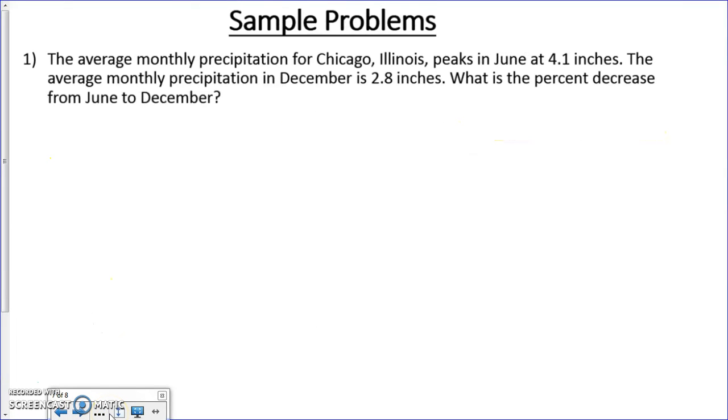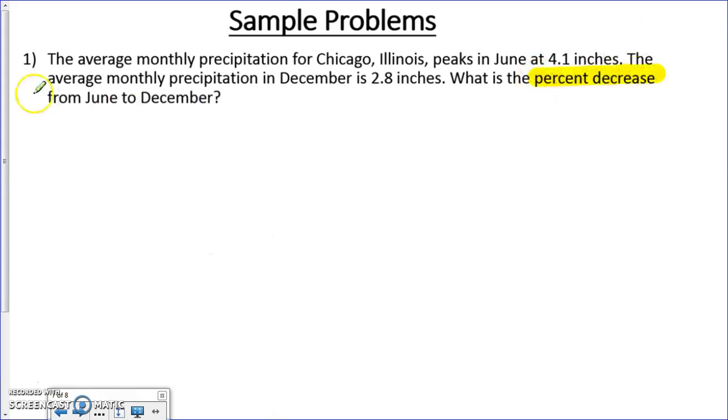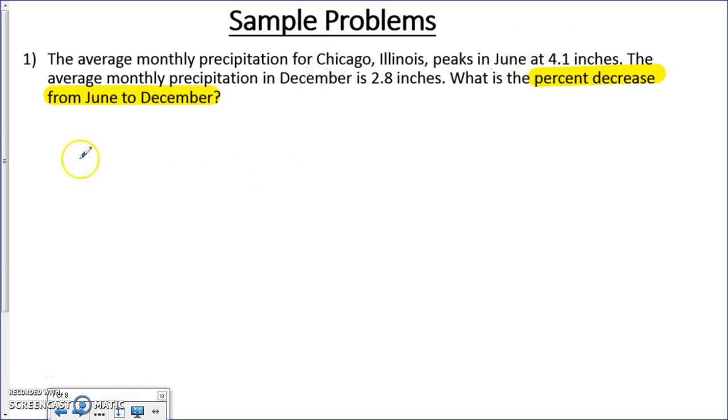Let's do a couple sample problems. Number 1: the average monthly precipitation for Chicago, Illinois peaks in June at 4.1 inches. The average monthly precipitation in December is 2.8 inches. What is the percent decrease from June to December? So we're trying to figure out percent decrease. They're already telling you that it's a percent decrease, so we need to figure out the original and the new amount. The original is in June, from June to December, so the original is 4.1, and the new is 2.8.